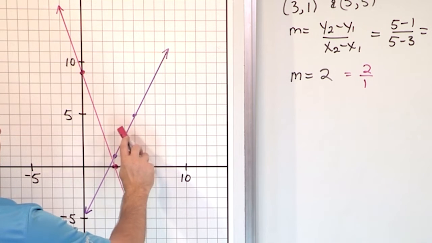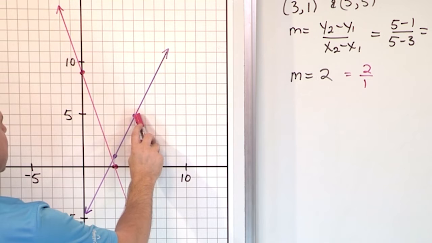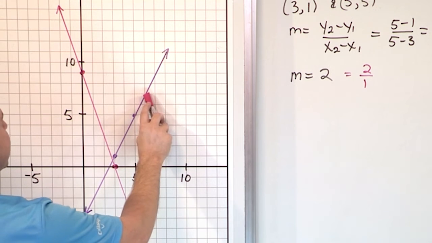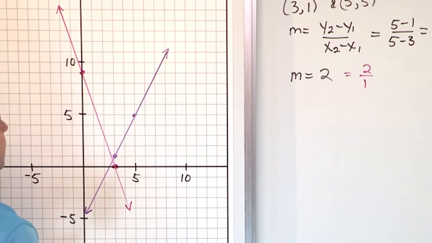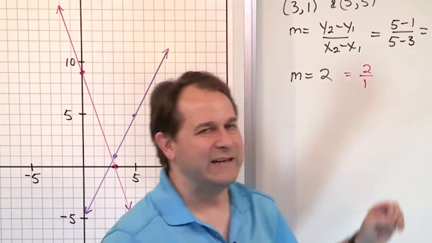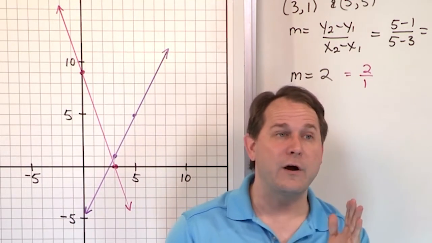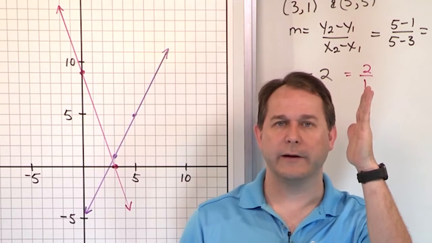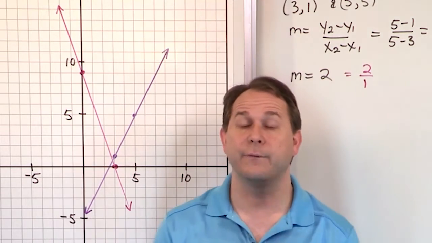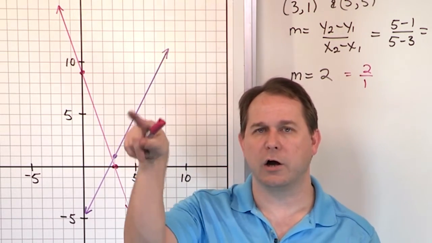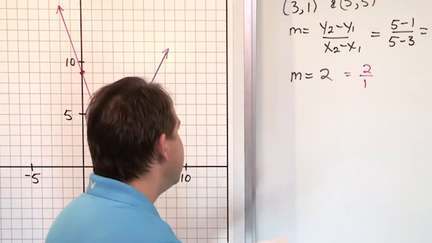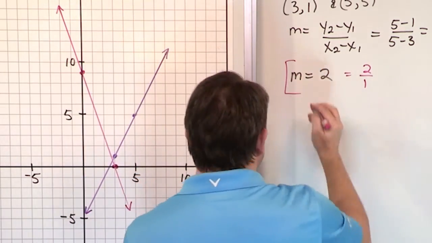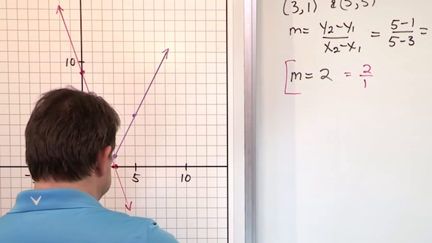I'm still on the line. Up 2 units over 1, I'm still on the line. That's what rise over run is. It's telling you how far in units, how far up you're going compared to how far over you're going. So from any point you start at, you can always walk along the line using your slope. So we get a positive slope here, which is exactly what we anticipated.